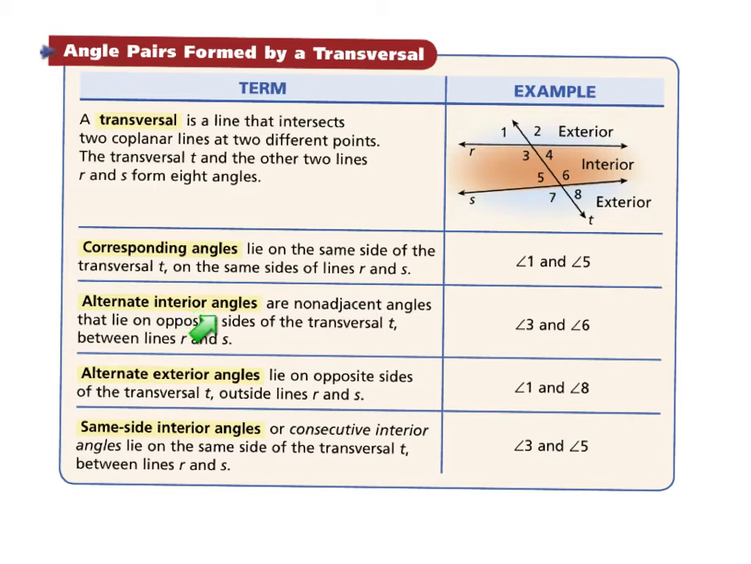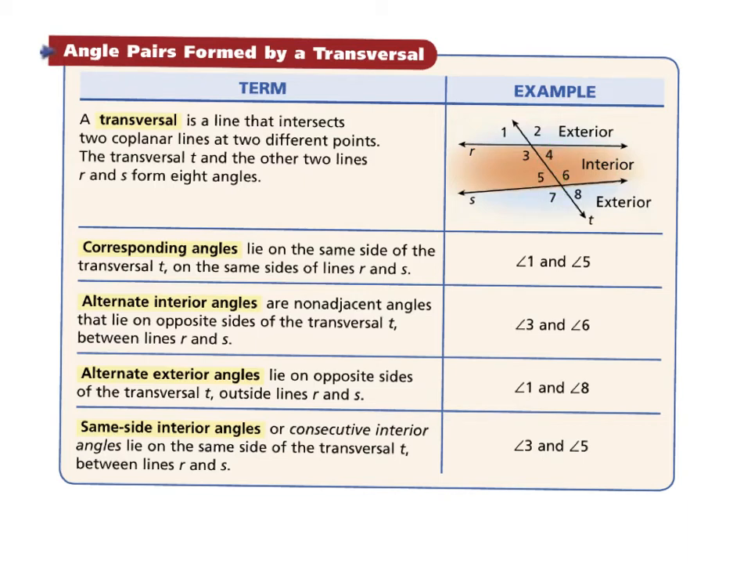Alternate interior angles are non-adjacent angles. That means angles that are not next to each other, that lie on opposite sides of the transversal between or inside lines R and S. So if you look in this picture, the interior are these 4 angles, 3, 4, 5, and 6. Alternate means on opposite sides of the transversal. So we could say angle 3 and angle 6 are alternate interior, and angle 4 and angle 5 are alternate interior.